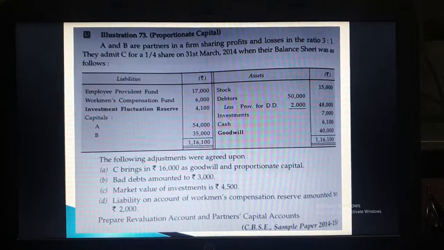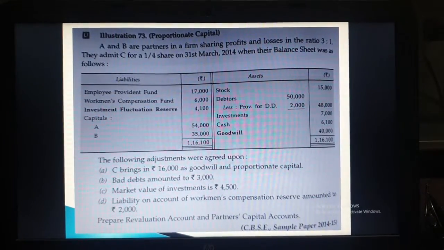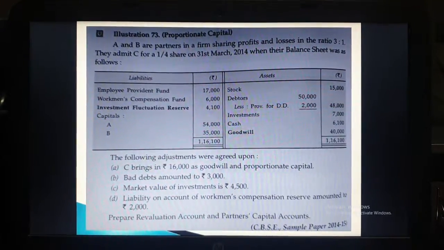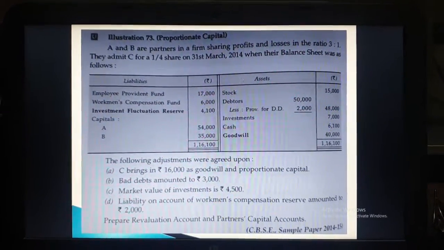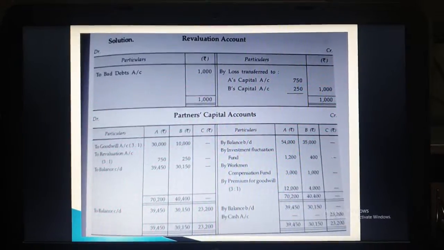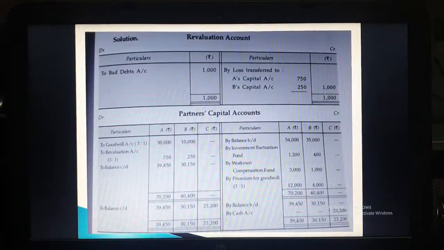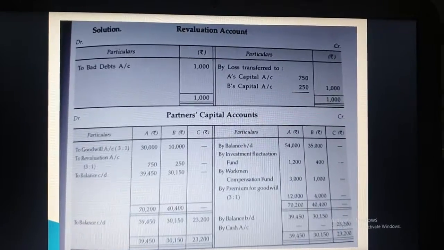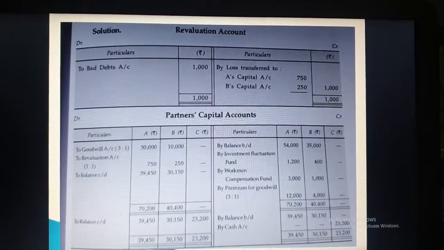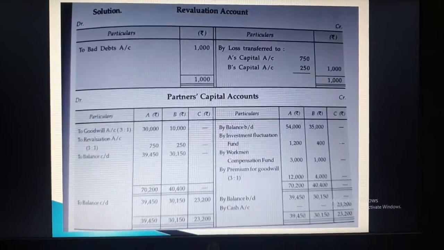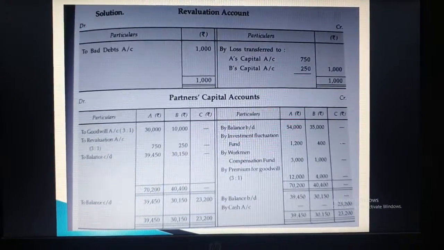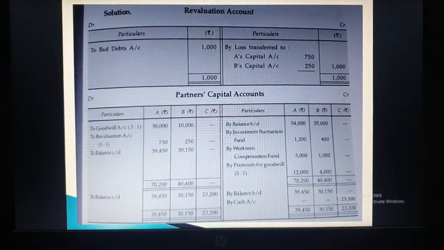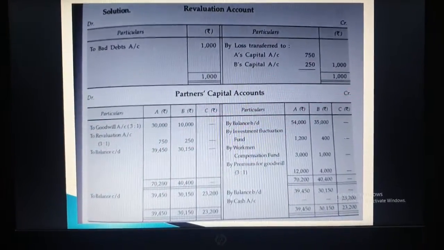So out of that 6,000 reserve, you have to adjust the liability of 2,000, and the rest 4,000 will be distributed to old partners in old ratio. So on the credit side, you see that only 4,000 is distributed to old partners in old ratio. Now see point number 4, premium for goodwill. This is the amount of goodwill which is brought in by the new partner, and the new partner brings 16,000 goodwill. So that will be distributed to A and B in sacrificing ratio.